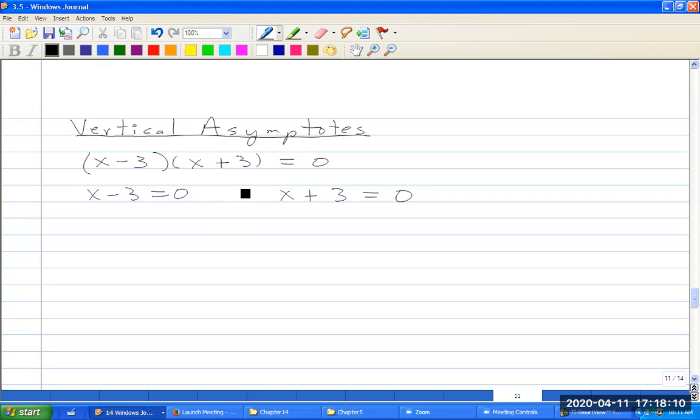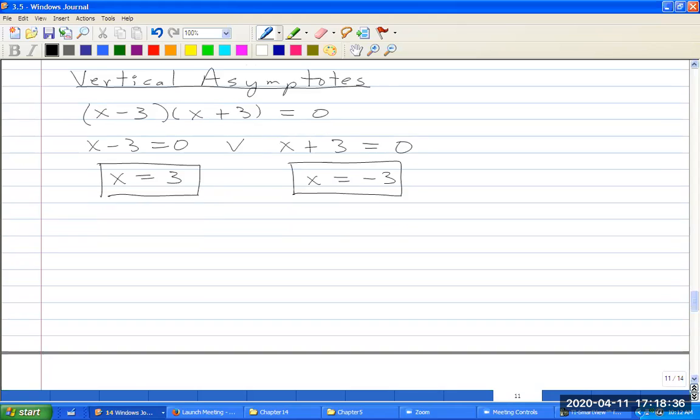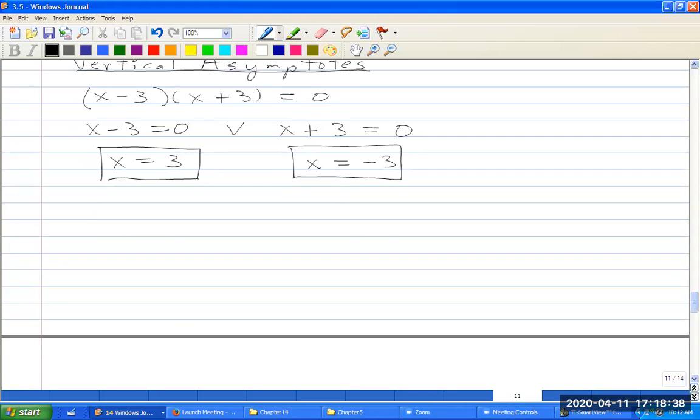So add 3 to both sides. Subtract 3 from both sides. So I have vertical asymptotes at x equals positive 3 and x equals negative 3. Now let's look for horizontal asymptotes, if any.